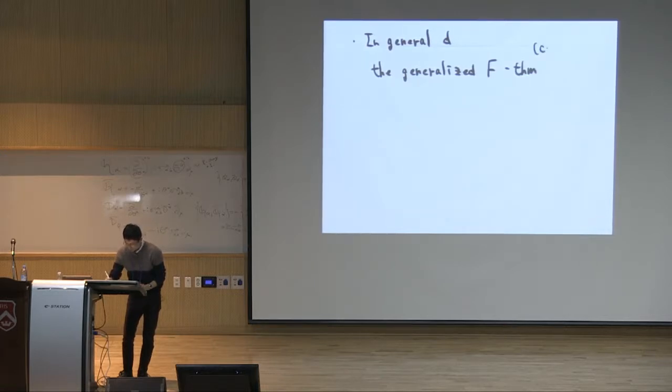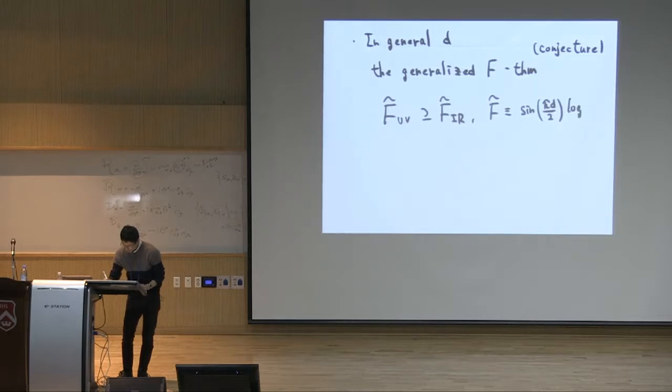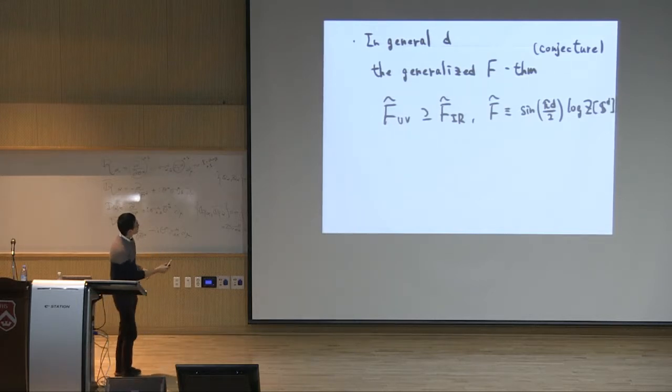Of course, this is also conjecture. And in this case, you define a new C function, F tilde, and F tilde takes a very interesting form. F tilde is basically given by the sphere Poisson function, but you multiply by a sine function. So when D is odd, then F tilde reduces to the F in the previous page.